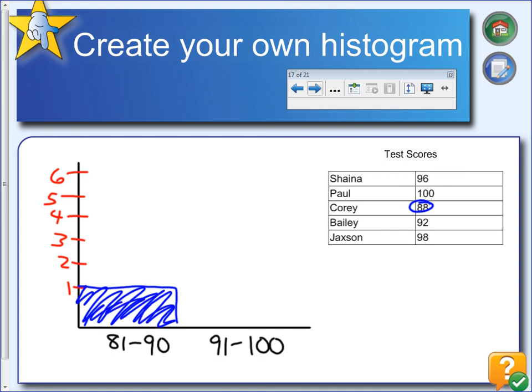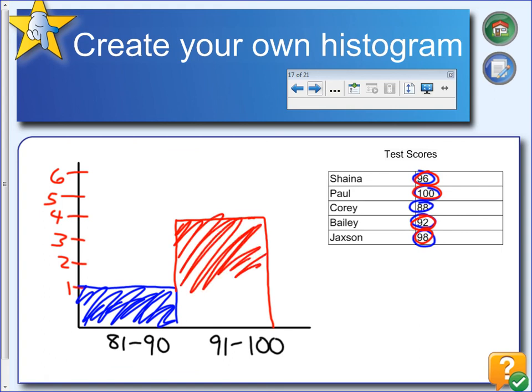Now, what are the ones between 91 and 100? Well, we have 1, 2, 3, and 4. We'll do this in a different color. Your histogram bars should be the same color, but I'm going to do it in red just to show you the difference. Since there's 4, we're going to go to 4. We're going to draw our line, and make sure that these touch. And then we could color this in if we wanted to. I'm going to color it in just for fun, because coloring is really fun on the smartboard. Okay, so that's a histogram.